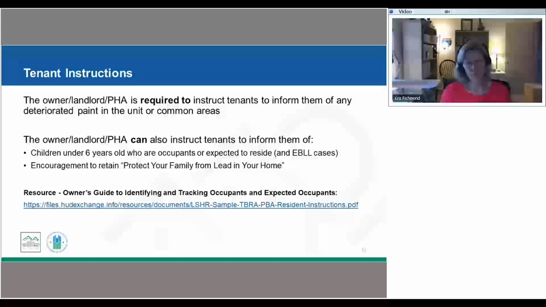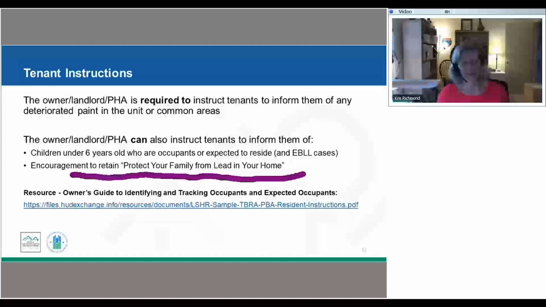So this is important for you to explain to the tenants what deteriorated paint is and who they should contact if they identify or see that happening in their unit or the common areas. Remember, our hallways, our laundry rooms, our exteriors, our play areas. We can also make sure that they have a copy of the Protect Your Family and Lead in Your Home, but ask them to reference that and to go back and look at that, because that can also help them learn about how to control dust and how to clean safely if there's any dust in the unit.